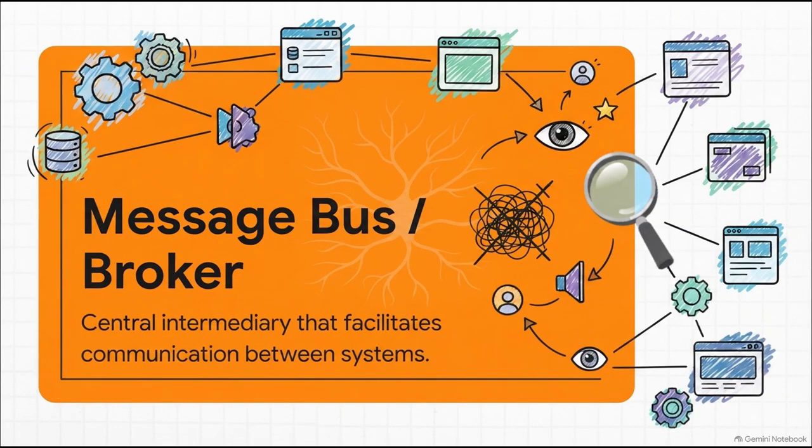Finally, tying the whole shebang together is the message bus, or message broker. Instead of drawing a direct point-to-point line between every single application, which creates that nightmare tangled web we talked about earlier, all systems connect to this central intermediary. It's literally the central nervous system of your architecture, usually using a publish and subscribe model. An app can publish a new user-created event, and any other system that cares about that can just subscribe to it.